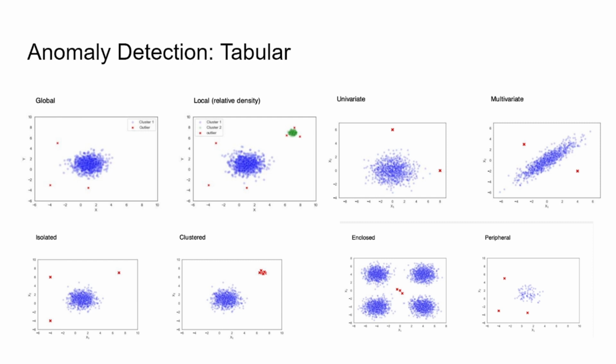And when it's multivariate, obviously, in this case, neither x1 nor x2 would fit inside this pattern, right? That's why it's multivariate.